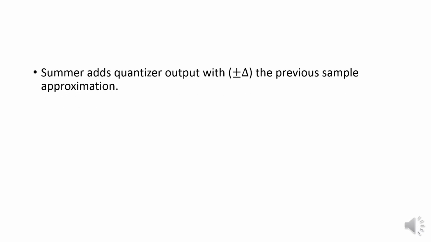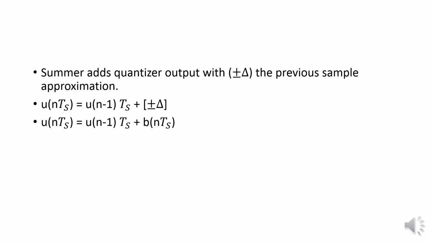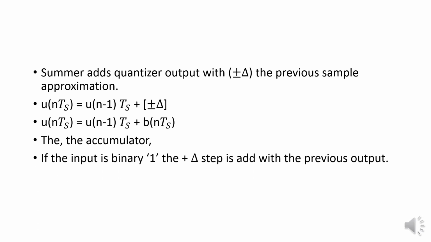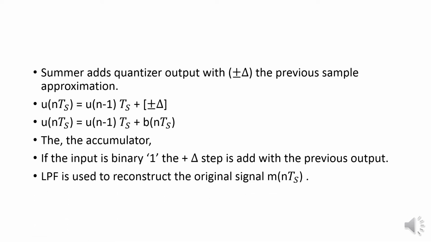The summer sits at the quantizer output with plus or minus del. The previous sample approximation u of nTs is equal to u of (n minus 1)Ts plus or minus del. So u of nTs equals u of (n minus 1)Ts plus b of nTs, where b of nTs is equal to plus or minus del. In the accumulator, if the input is binary 1, the plus del step is added to the previous output. The low pass filter is mainly used to reconstruct the original signal, that is m of nTs.